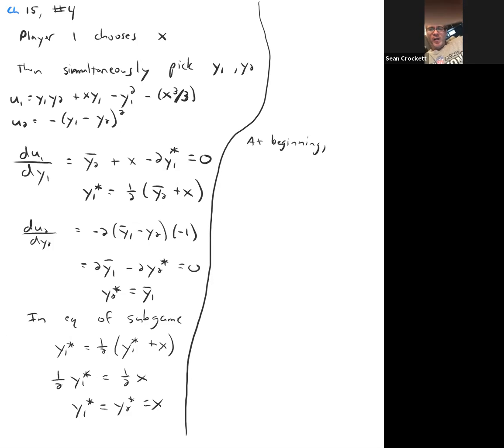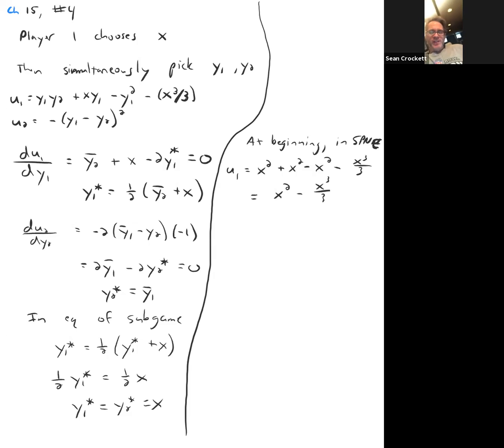So she knows in SPNE, she knows that her utility is going to equal x squared, because the first part of her utility function is y1 times y2, but both of those values are going to equal x, and then another x squared, x plus y1, which she knows is going to be x also, and this is going to be minus x squared, and then minus x to the third over 3. Okay, which is just equal to x squared minus x to the third over 3.